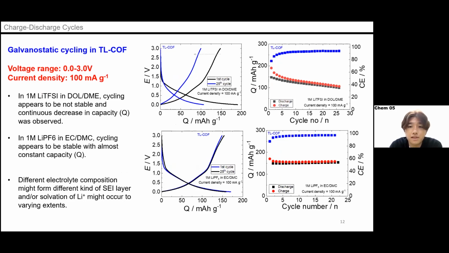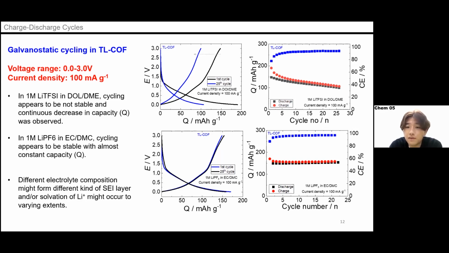Then on this page we will discuss galvanostatic cycling in TLCOF. Let's see these 2 graphs. We use different solutions for the 2 cells. For the above one, we use 1 molar lithium TFSI in DOL/DME, and for the below one, we use 1 molar lithium PF6 in EC/DMC. The below one shows similar capacity for the first cycle and 25th cycle, but the DOL/DME one does not. So we can assume that 1 molar lithium PF6 in EC/DMC is more stable for TLCOF.